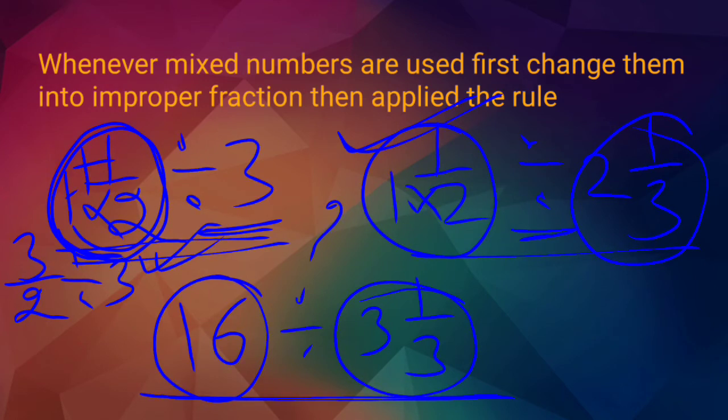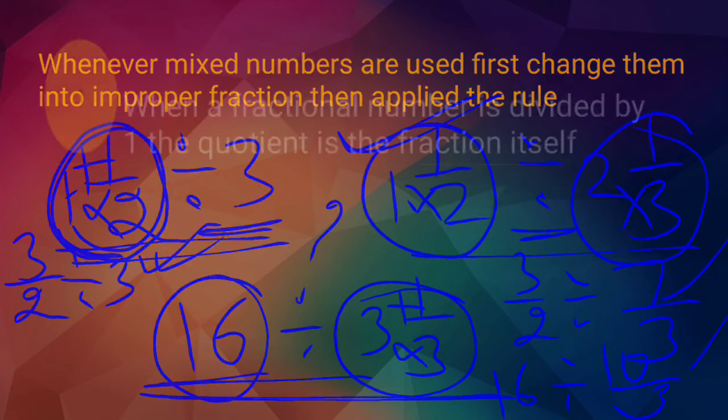So 3 upon 2 divided by, and write the divide symbol properly. 3 twos are 6 and 1, 7 upon 3. It becomes 7 upon 3. And in this number, 3 threes are 9 and 1, 10 upon 3. So this becomes 16 divided by 10 upon 3. So you try to solve all these questions yourself. You can note them down in your notebook by pausing the video. Now move to the next.